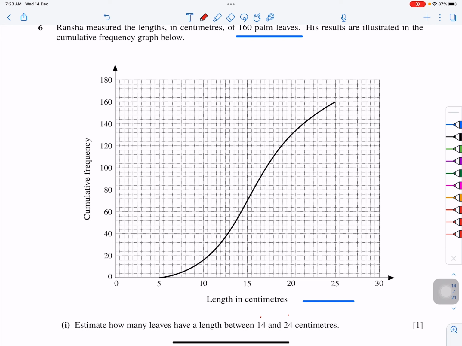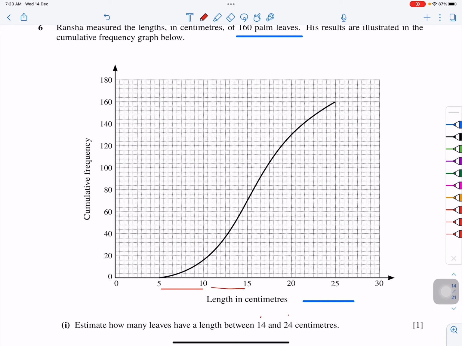If you see on the x-axis, the difference is 5 centimeters between each because we keep the difference constant, and in between there are 10 boxes. So 5 divided by 10 is equal to what? 0.5, right? So it means each box reading is 0.5. So 2 boxes will make it 1. So this is 11, this is 12, 13 and 14. So 14 is coming here.